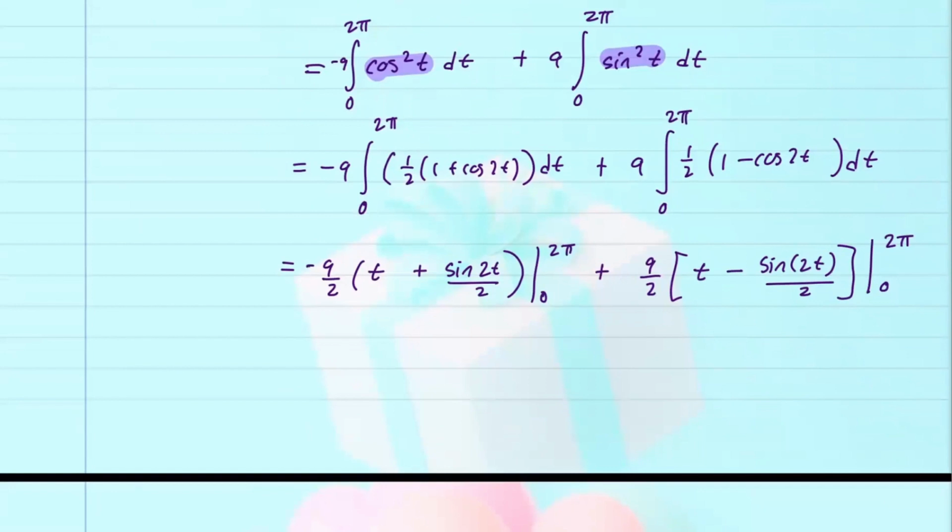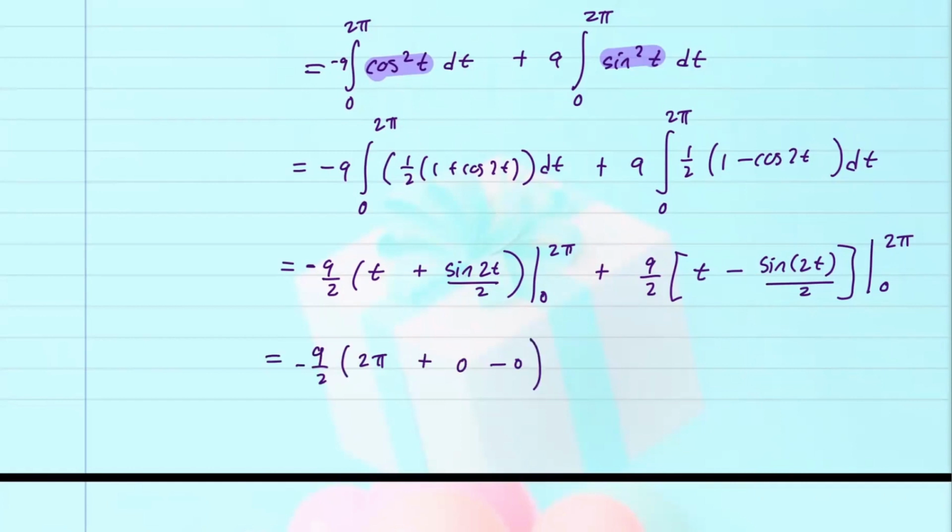And then by using the fundamental theorem of calculus, we evaluate them. So we have negative 9 over 2. Replace t with 2 pi, the upper limit of integration. We get 2 pi plus sine of 4 pi, that's going to be 0. So we'll get 2 pi. And then when you plug in the lower limit, you're going to get 0 for each piece. So they're both 0.